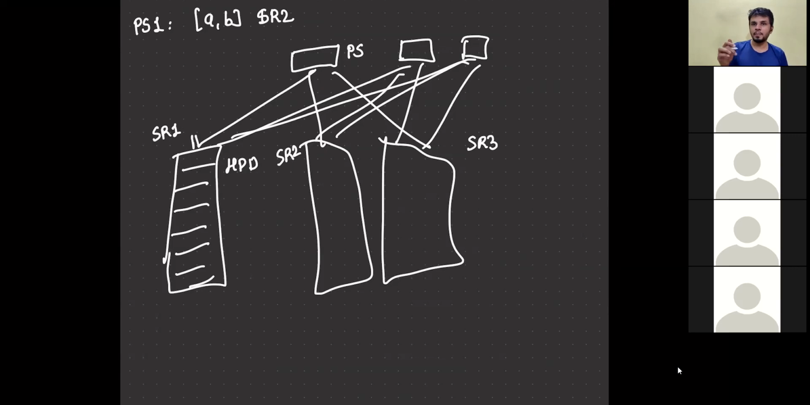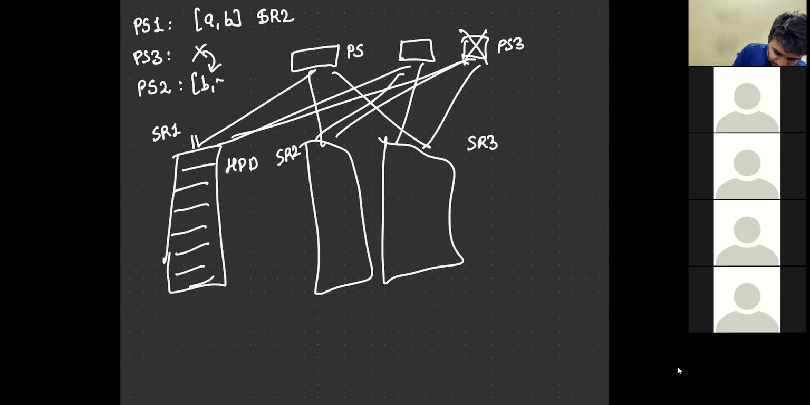Now, if one of the partition servers goes down, the partition manager would say that partition server 3 went down. It was responsible for something. So the responsibility of partition server 3 now moves to partition server 2. So now partition server 2 is responsible for B to Z, which is present on SR1, for example.